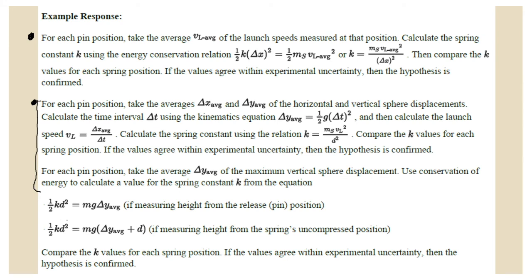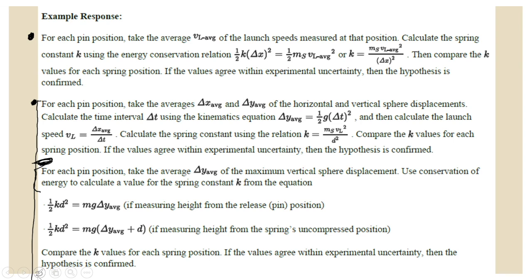Of course, that response for the projectile motion ends here. My method, which was talking about the maximum height thing, is shown last. For each pin position, take the average height for the maximum vertical sphere displacement, use conservation of energy to calculate the spring constant K from the equation. Now, notice here it says use that equation, 1/2 kd squared equals mg delta y average if measuring the height from the release or pin position, or 1/2 kd squared equals mg delta y average plus d if measuring the height from the spring's uncompressed position, and then compare the k values.